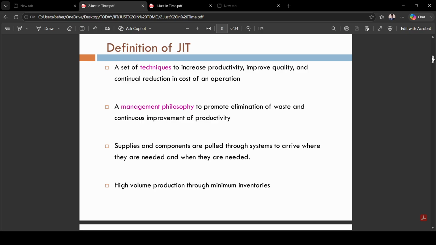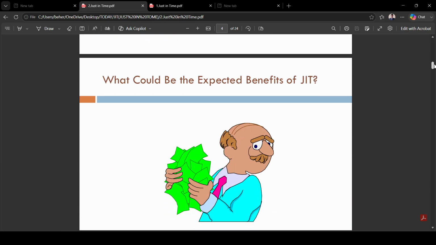The definition of JIT: a set of techniques to increase productivity, improve quality, and continually reduce the cost of operation. A management philosophy to promote elimination of waste and continuous improvement of productivity. Supplies and components are pulled through the system to arrive where they are needed and when they are needed, and high volume production through minimum inventory.